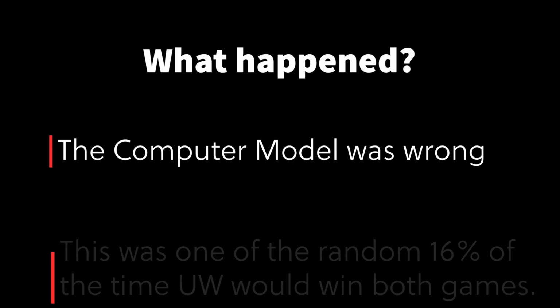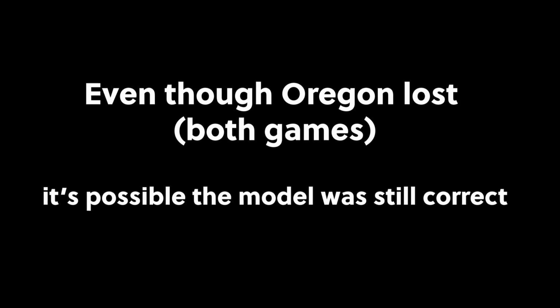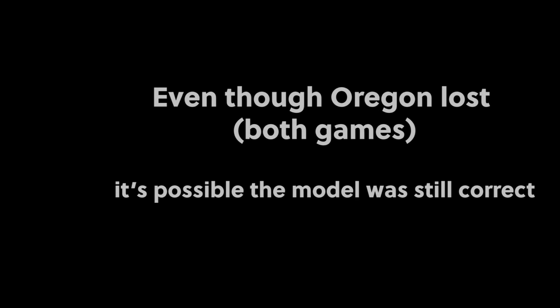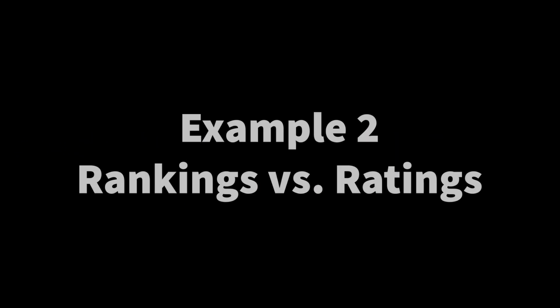So what happened? Either the computer model was wrong, or this was just one of those random 16% of the time that Washington would actually win both games. Even though Oregon lost both games, it's still possible the model was correct. Washington should win both games at least 1/6 of the time. This might have been one of those 1/6.